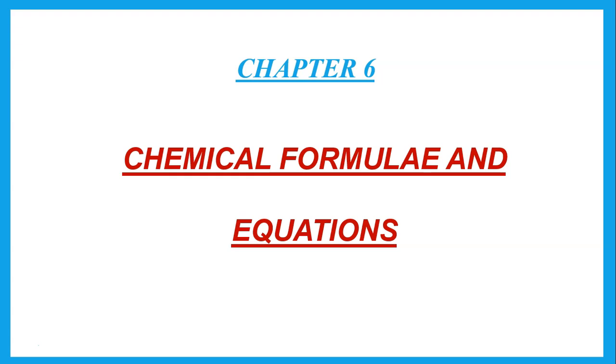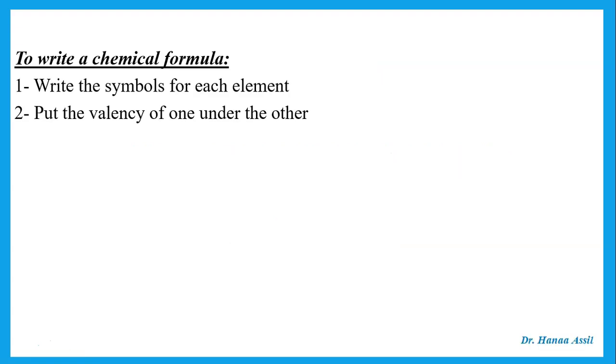You're also required to know how to write the chemical formula and balanced chemical equations. So how do we write chemical formula? Remember, if we're required to write the chemical formula of a compound, we write the symbols of each element and then put the valency of one under the other. Now, what do we mean by valency? Valency is the number of electrons lost or gained in order to have a full outer shell.